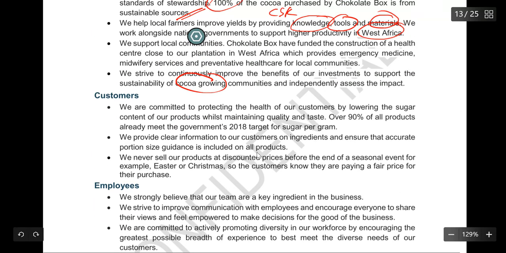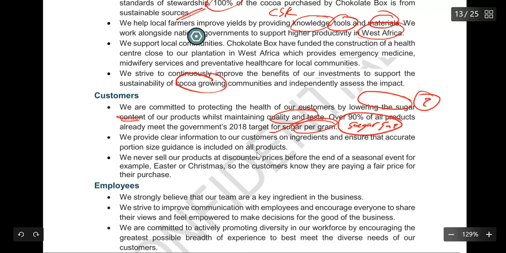And now let's come to the customers. We are committed to protecting the health of our customers by lowering the sugar content of our products while maintaining quality and taste. So students, this is a question mark. How will you achieve it? Because when the sugar reduces, the taste also reduces. So that's a question mark. Over 90% of all our products have already met government targets for sugar per gram. So students, again, please keep that in mind. There will be something called a sugar tax in some countries. I don't know whether they have this here also.